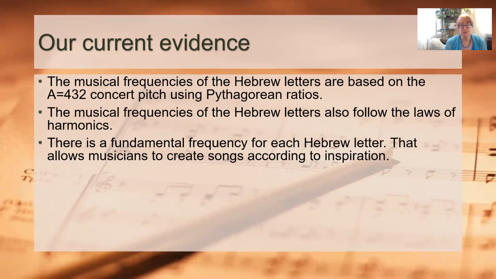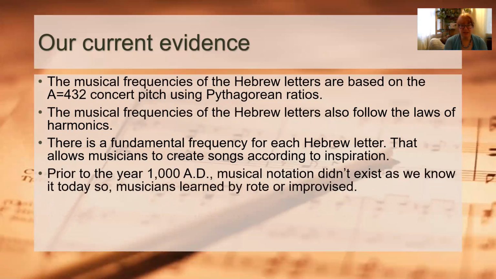So there is a fundamental frequency for each Hebrew letter that allows musicians to create songs according to inspiration. I doubt that King David would have sung the same melody every time he was out worshiping. I mean, he might have, but I don't think that would happen all of the time. Just like us, the human species now, we do a lot via improvisation. Prior to the year 1000 AD, musical notation did not exist as we know it, so musicians either learned something by rote or they improvised.